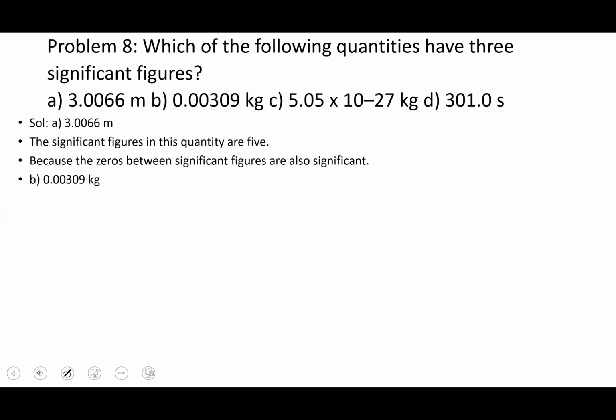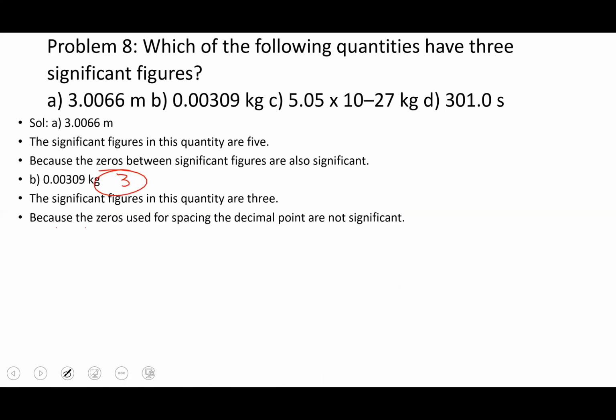Moving on to the next one, it is 0.00309. So we are not considering these 3 zeros because they are on the left hand side of the significant figures, but this 0 we consider according to the rules of significant figures, that 0 which is in between the two numbers is also significant. So here we give the reason. The significant figures in this quantity are 3. So 1, 2, and 3 are significant over here. So this option is significant of 3 figures because the zeros used for spacing the decimal are not significant, but the 0 which is in between the two significant figures is significant.